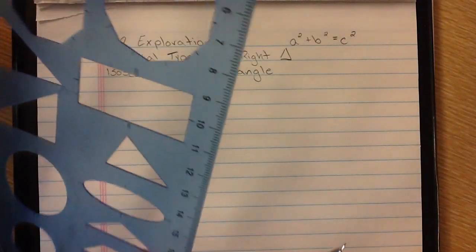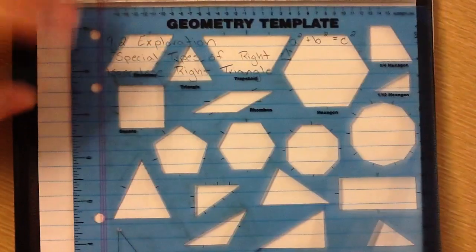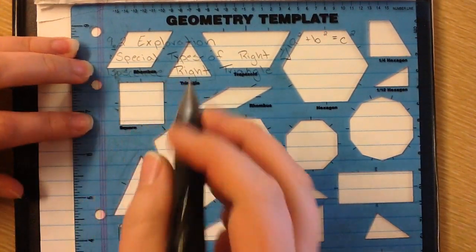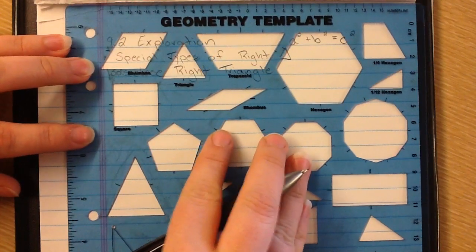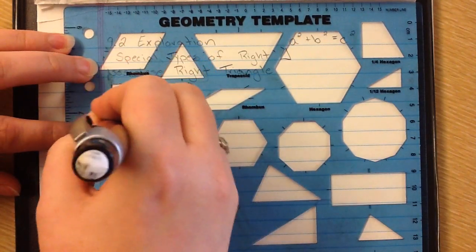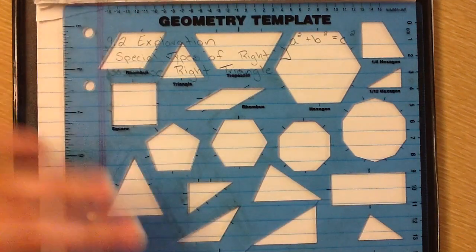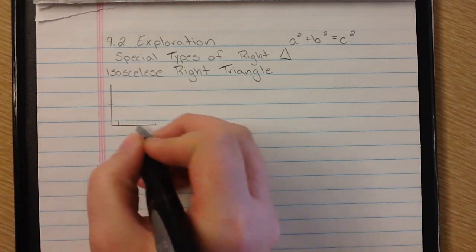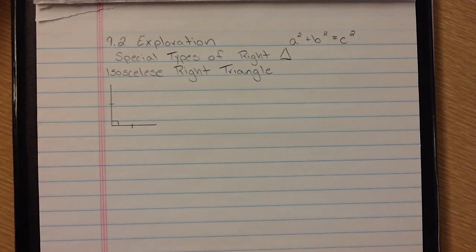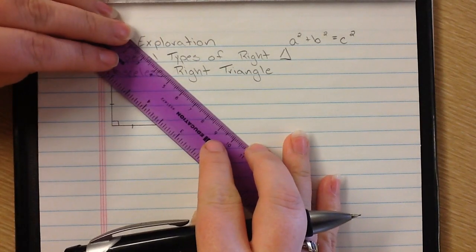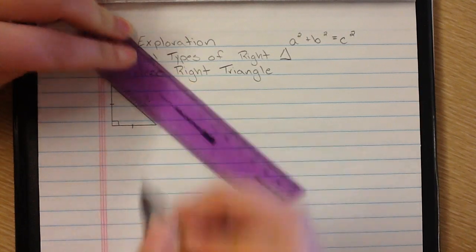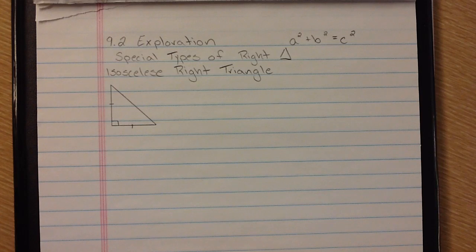So I'm going to take my template and draw one here, from the square. I'm going to start with this square, and I'm just going to draw the two sides of this square, one side, two sides, to make that 90-degree angle. So really what I've created here is a 90-degree angle and two congruent sides. And then I'm going to connect them with my hypotenuse. Okay. So here I have an isosceles right triangle.